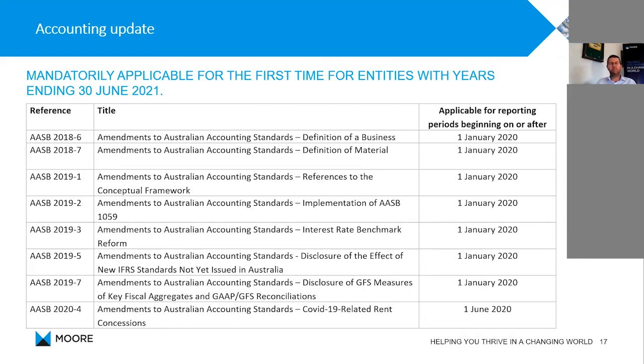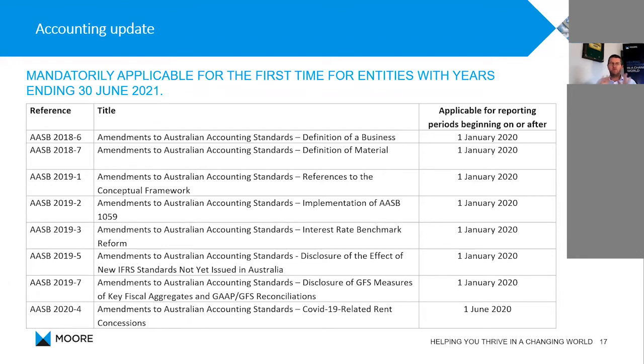our audience here today. So I'll briefly talk about the definition of a business, which is the first one. And I'll also talk about the COVID-19 rent concessions. They're probably the most likely to create changes for you. If you're in the public sector, then the introduction of AASB 1059 could also be a significant one.